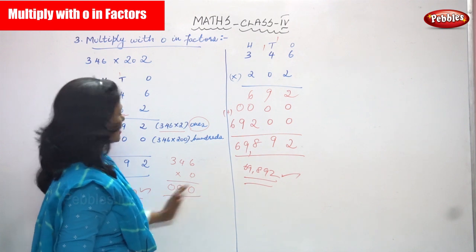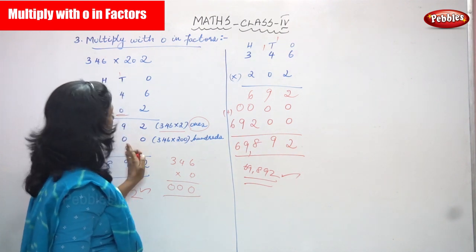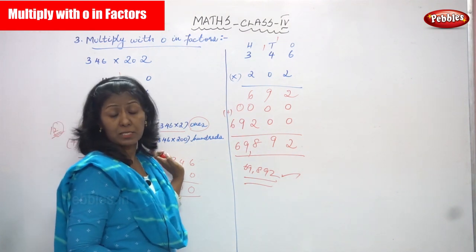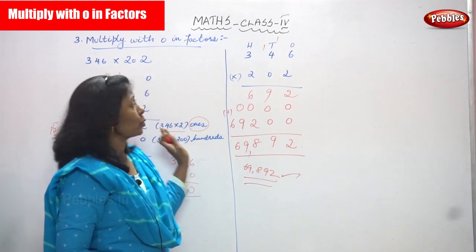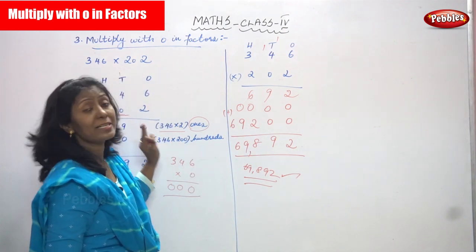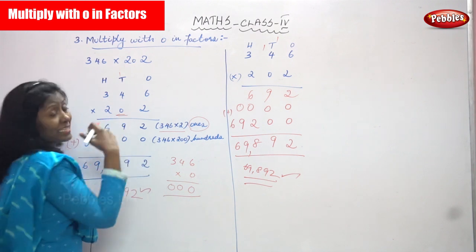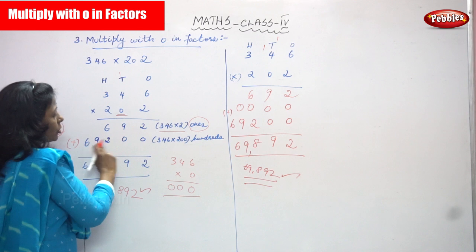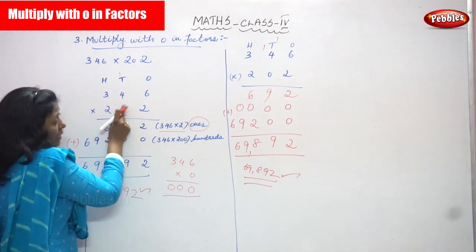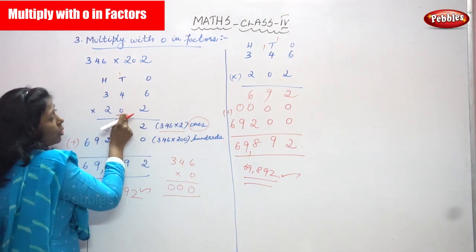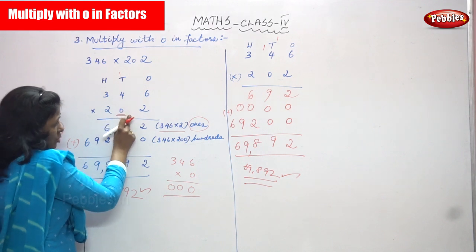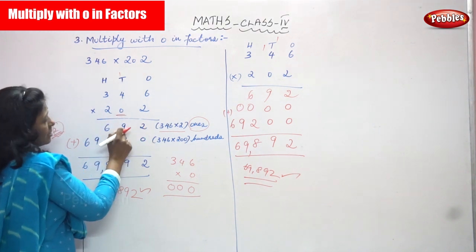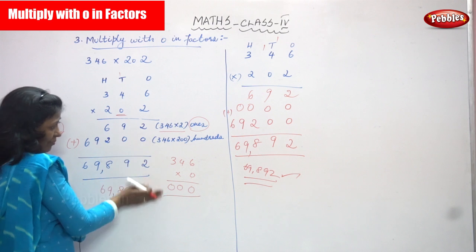So both answers are similar, but the only thing is, you skip the 0. You just skip the 0, not necessarily multiply by 0, because any number multiplied by 0 gives 0. I don't want to write the 0, I don't want to show the 0 answer, that is the 0 multiplication. I just skip the 0. That is what I have written here. That is what I have done here.